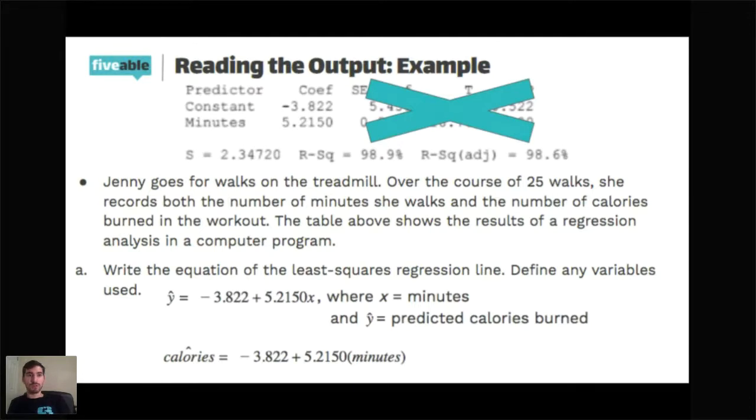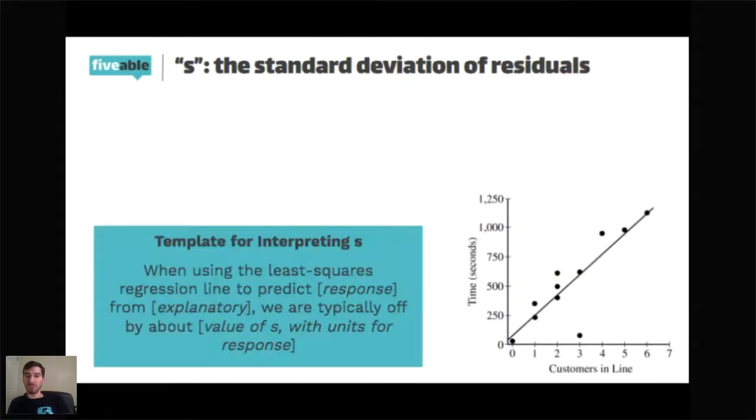All right, we're going to go back to the template there. So S, standard deviation of residuals. We want to mention we are typically 2.347 calories away from the number of calories predicted by the least squares regression line. And you'd want to make sure that you also mention, I think, the number of minutes.